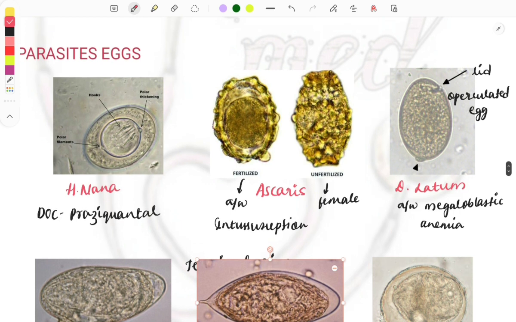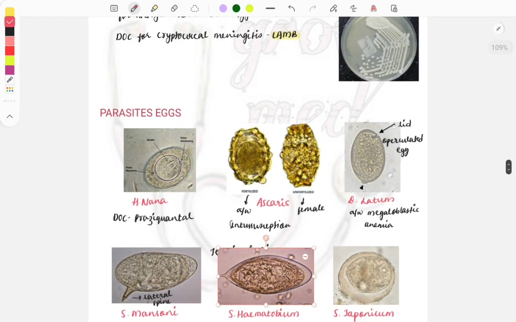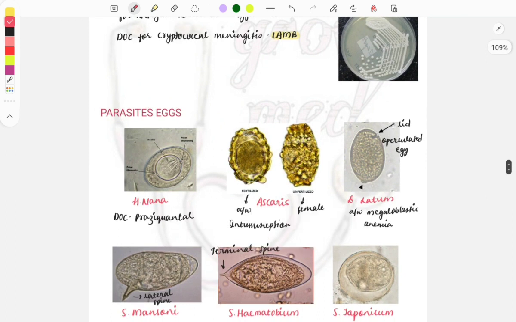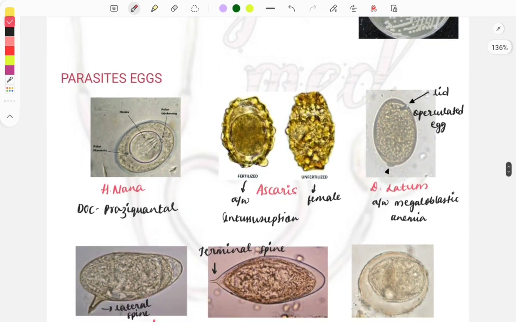Then moving on to the parasite eggs. So parasite eggs are also important and image based questions are asked mainly on these parasite eggs. So we will look at the images and also some important things which are related to each of the eggs.